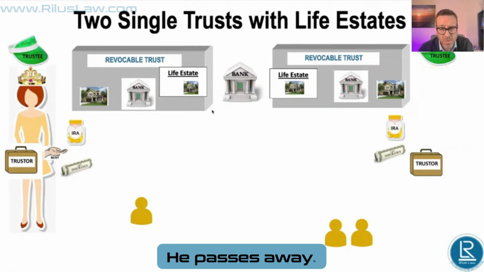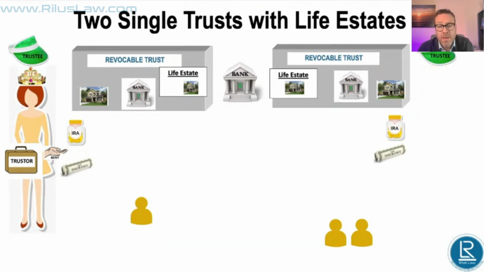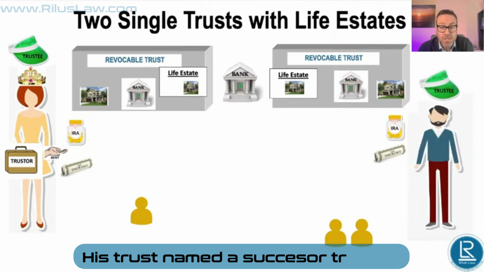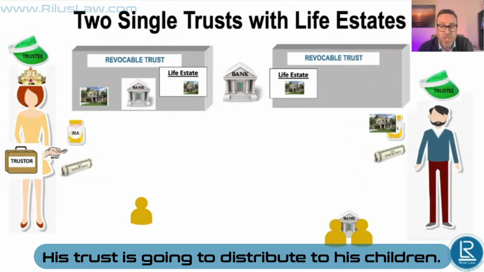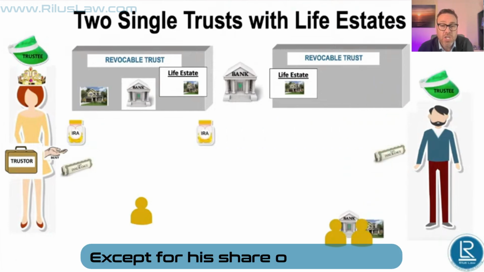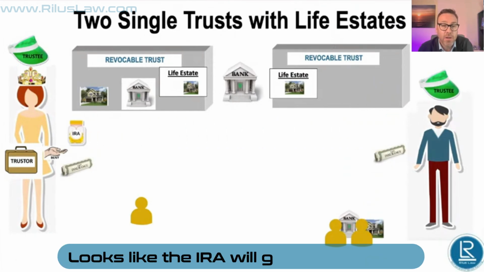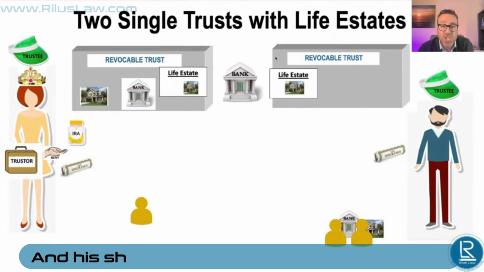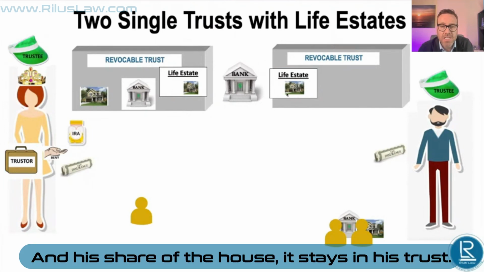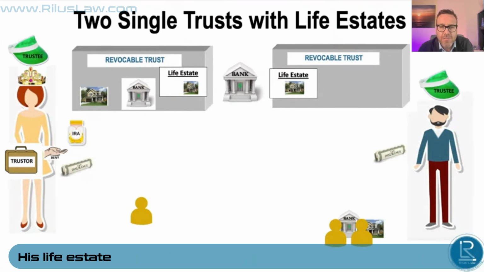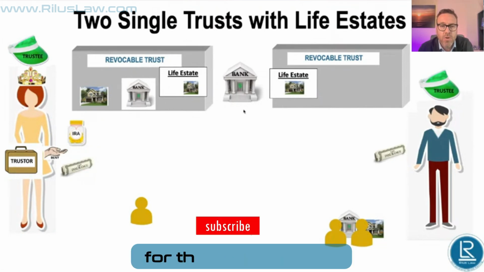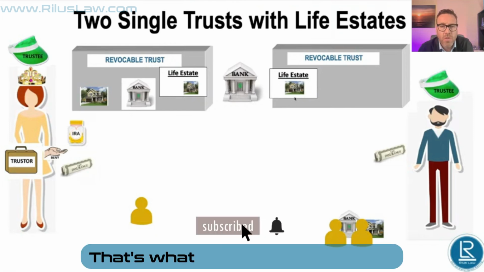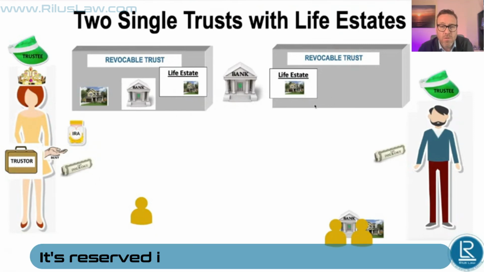So he passes away. His trust named his successor trustee. His trust is going to distribute to his children, except for his share of the house. So it looks like the IRA goes to his spouse, and his share of the house stays in his trust. And this life estate says that she can live in his share of the house for the rest of her life. So that's what the life estate means. It's reserved in this trust.